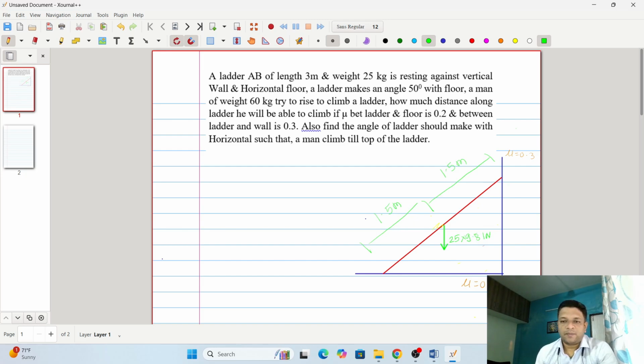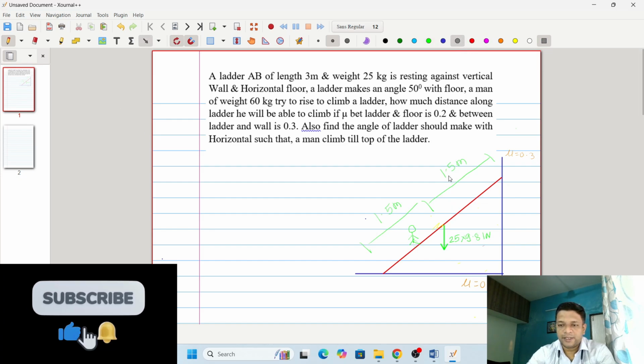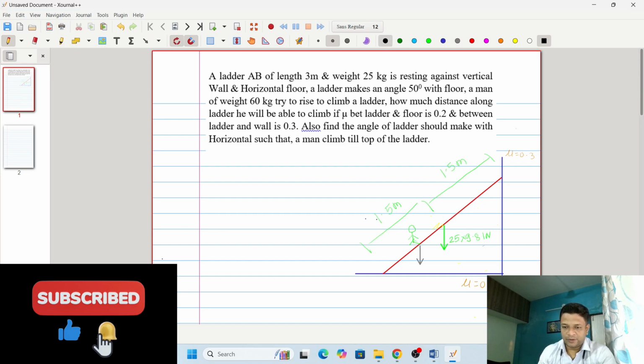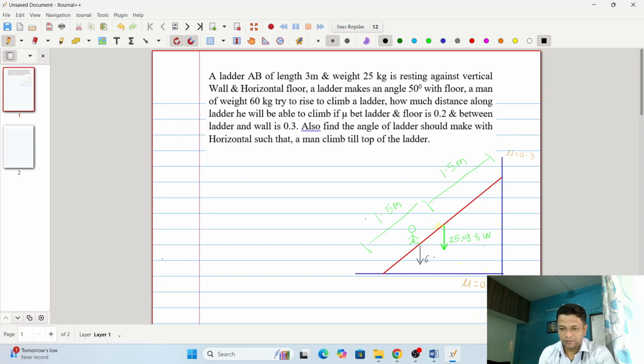Then we'll show a man trying to climb the ladder. His weight is given as 60 kg. So we'll show a man who is trying to climb the ladder and he is able to reach this height while climbing. His weight force is shown, and it also acts in the downward direction. Again convert this into Newton, so 60 into 9.81 Newton. This is the value of the weight force.